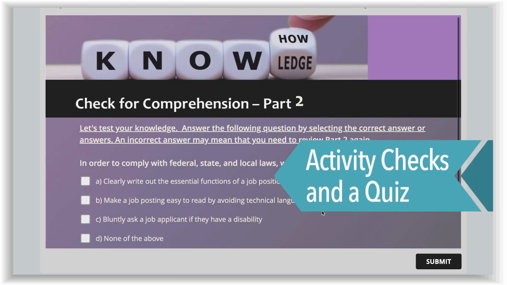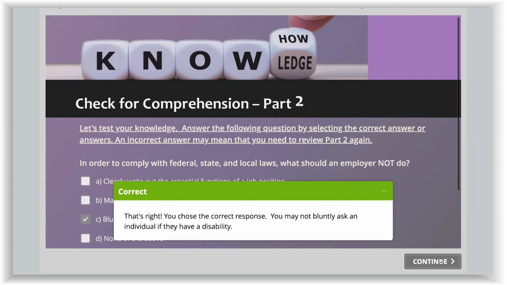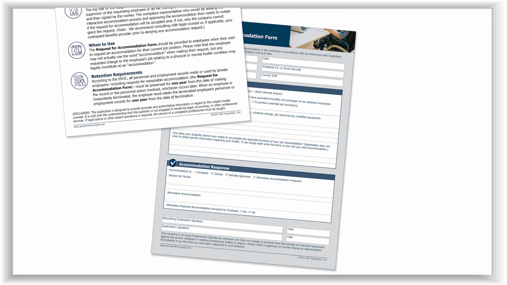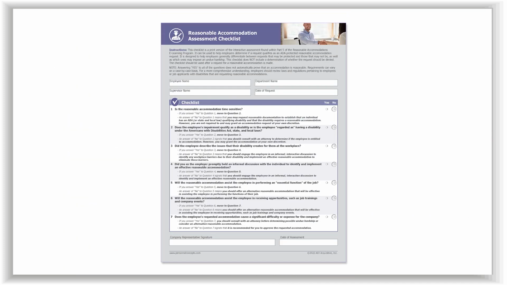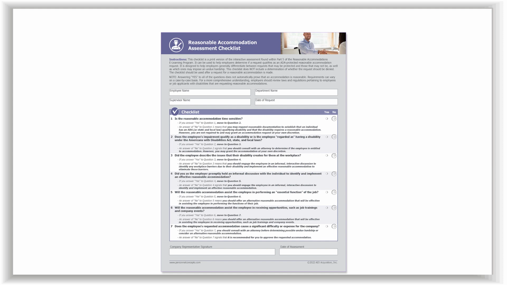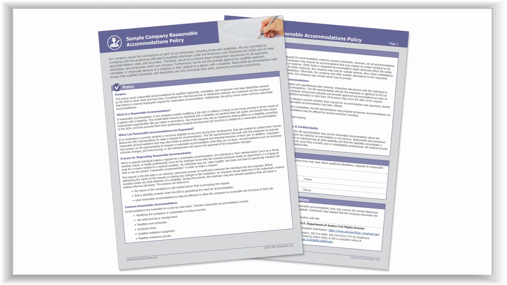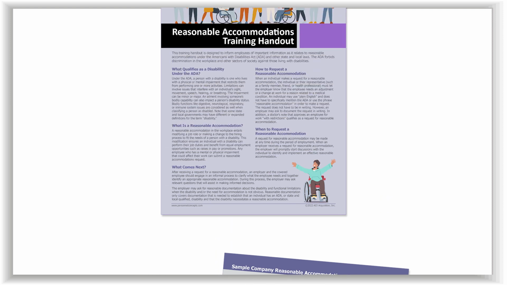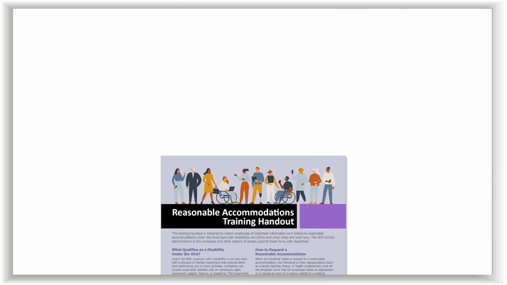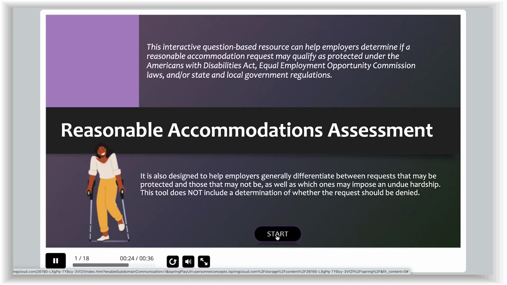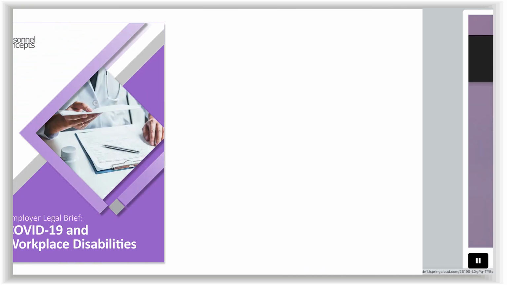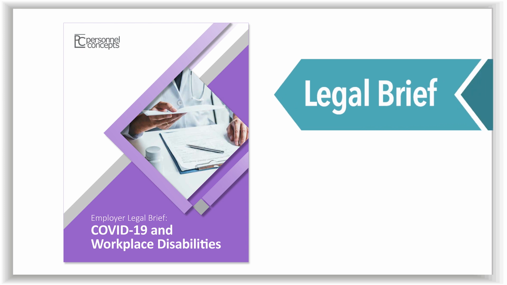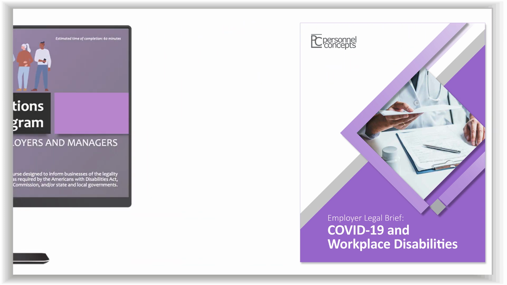The digital training program also contains activity checks and a quiz to check comprehension, as well as digital resources for users, including a request for accommodation form, a reasonable accommodation assessment checklist, a sample company reasonable accommodations policy, and an employee training handout. Also included is a standalone interactive reasonable accommodations assessment tool and a legal brief on the connection between COVID-19 and workplace disabilities.